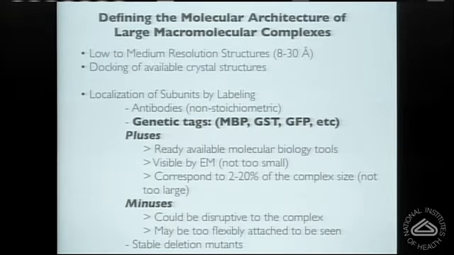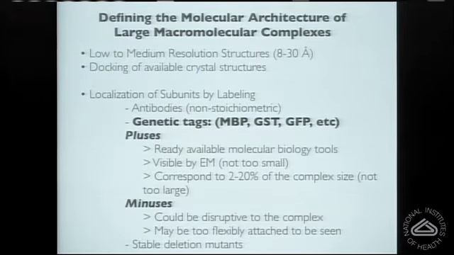Let me tell you, although I'm not going to show you examples today, that we can also use stable deletion mutants. That will be producing a complex that is missing one of the subunits at a time, and if removing that subunit doesn't interfere with the formation of the rest of the complex, in that case you will visualize the absence of the density, which again will pinpoint where its position is in the wild-type complex.